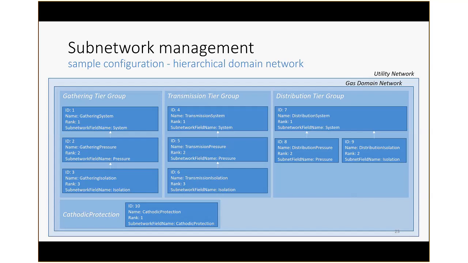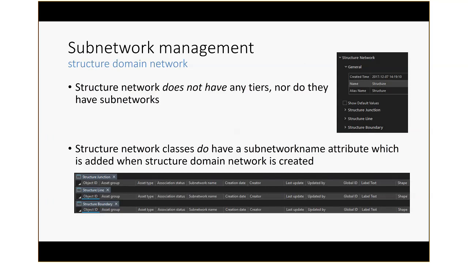The structured network, it does not have tiers or subnetworks, right? They are used to support the domain networks we're modeling. Everything Eric talked about this morning, right? Structures are what support, be it a pole, a vault, a substation, a duct.